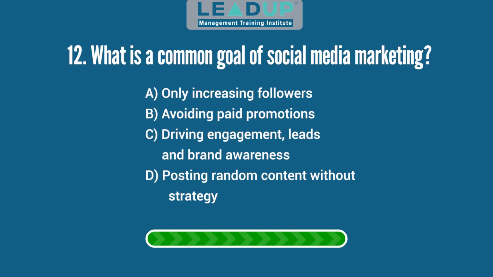Question 12. What is a common goal of social media marketing? A. Only increasing followers. B. Avoiding paid promotions. C. Driving engagement, leads and brand awareness. And D. Posting random content without strategy. Answer: driving engagement, leads and brand awareness.